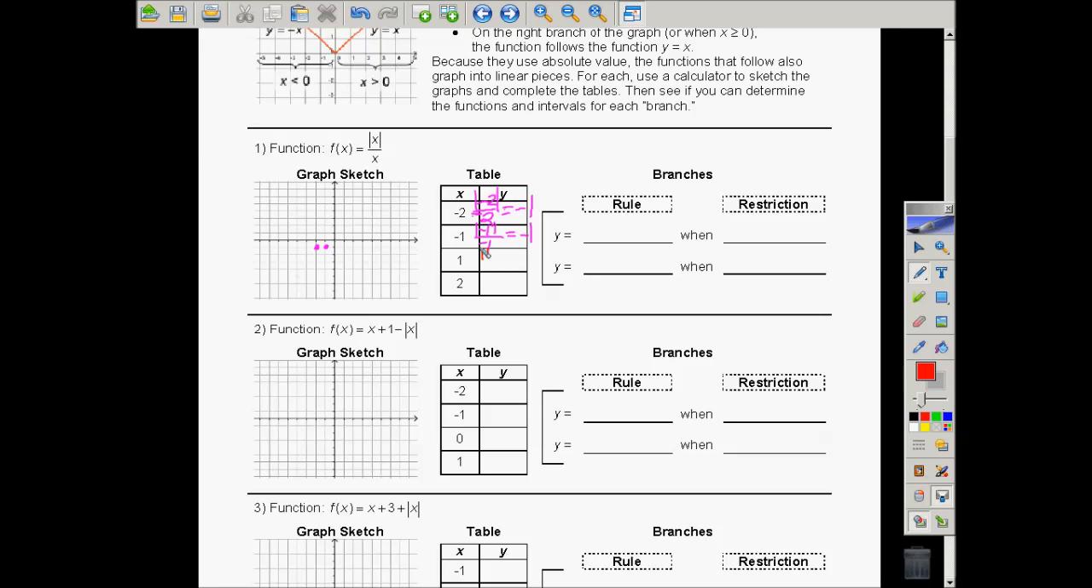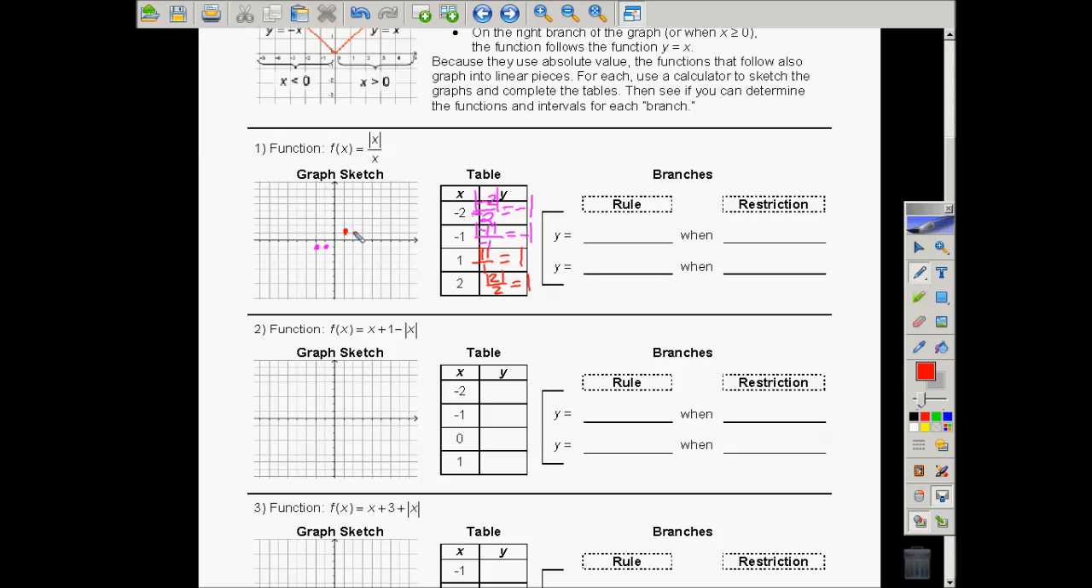I get the absolute value of 1 over 1 equals 1. The absolute value of 2 over 2 equals 1. So 1 and 1, and 2 and 1. So what do you think based on what's happening? Well, it could keep happening.